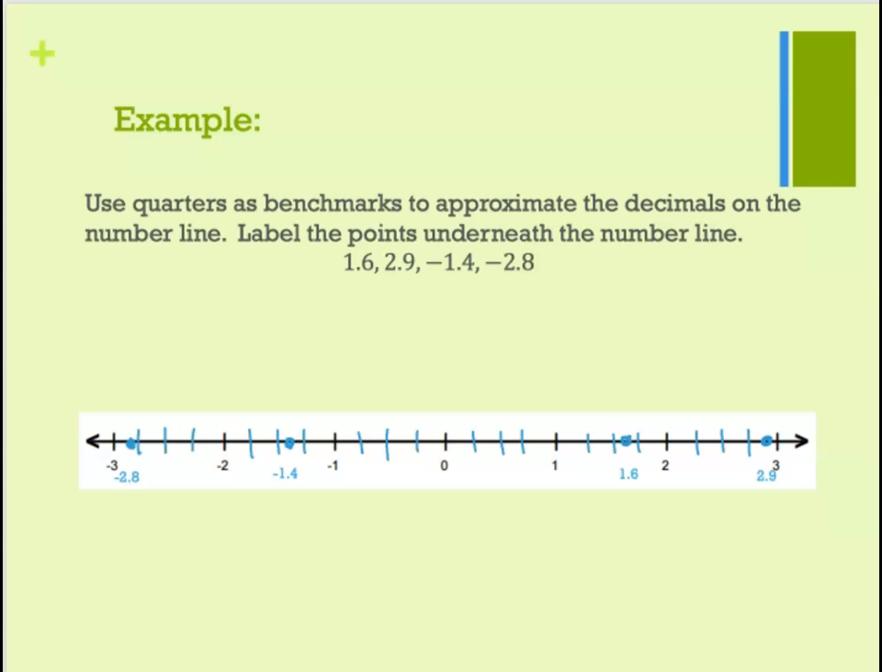So there's my answer on the number line. You could see that -2 and 8/10ths is almost to -3. -1 and 4/10ths is almost to -1 1/2. 1 and 6/10ths is a little over +1 1/2. And 2 and 9/10ths is almost to +3.